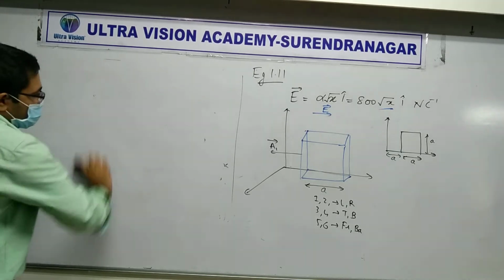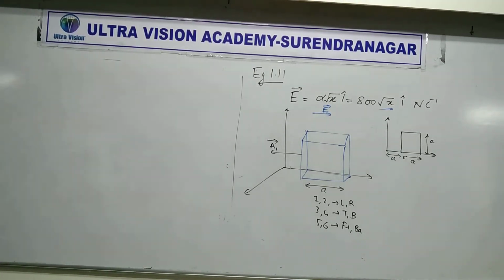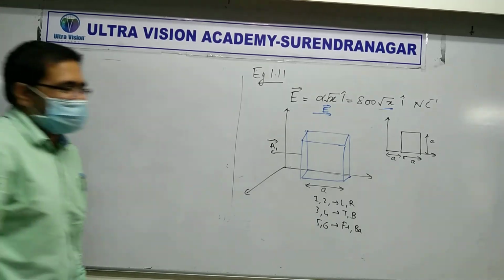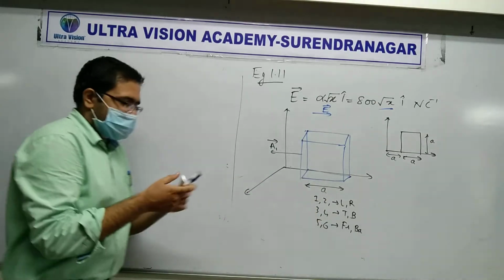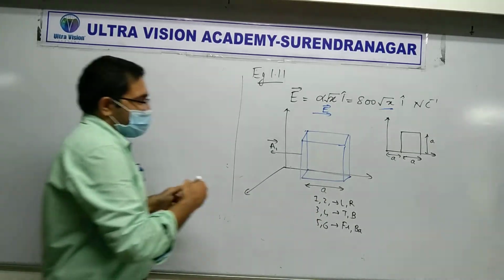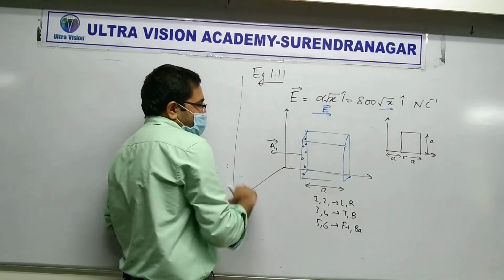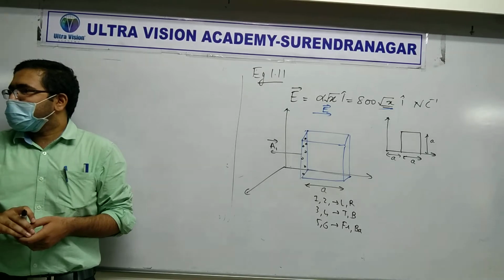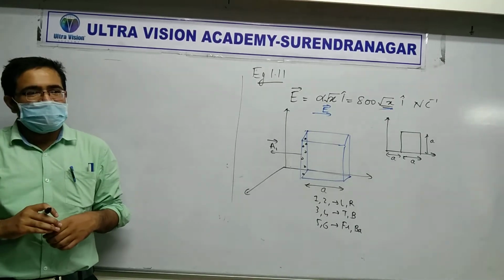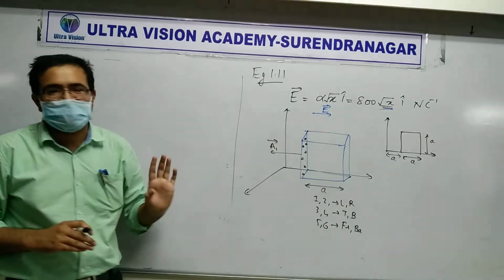Is the surface flat? Yes. Is the field uniform? No, not uniform. Okay, then a slight change. If you look at all the points on this surface, do you realize they have the same x coordinate? I'm saying all these points that I've marked have the same x coordinate.